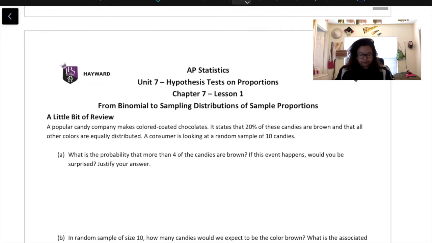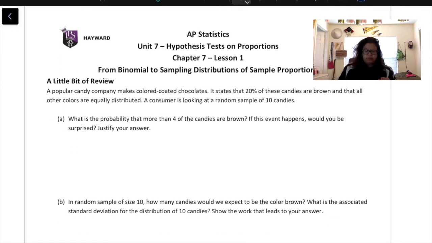We're going to go back to our notes. A little bit of review. A popular candy company makes color-coded chocolates. It states that 20% of its candies are brown and that all other colors are equally distributed. A consumer is looking at a random sample of 10 candies. So random sample of 10 candies, this means that n equals 10.